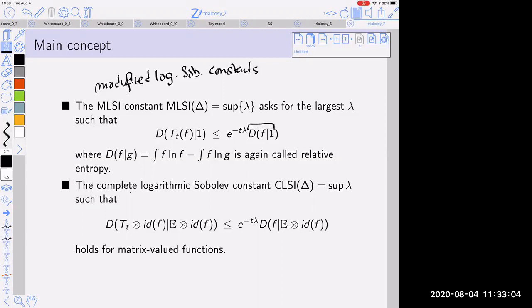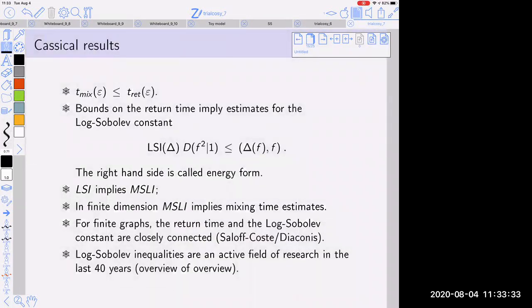And we work with the complete version, where we just replace functions by matrix-valued functions. That turns out to be what we need, and I want to explain to you why this is the thing we actually need. So all of these different concepts, the lambda or the T epsilon, are measurements of how long it takes until we are close enough to the equilibrium. There are different ways of measuring this, but that is kind of the point of this analysis. The classical result is that the mixing time is smaller than the return time. Then there is this constant, the log-Sobolev constant. I will not explain what the log-Sobolev constant means.